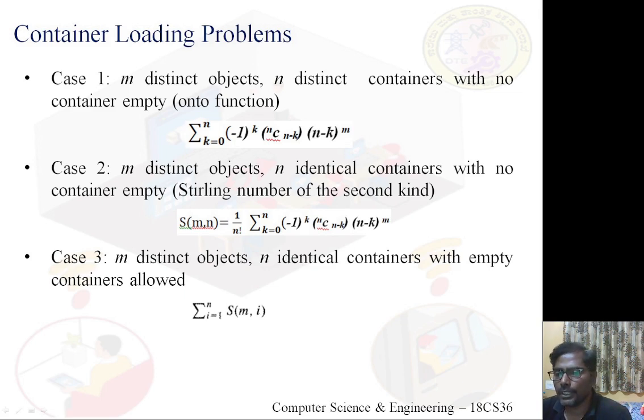So the first choice is that I'm going to place all m distinct objects into a single container. How many ways exist, I need to determine. The second case is that I'm going to fill all m distinct objects into two containers. I need to determine how many ways exist. Similarly, at the last, I'm going to fill all m distinct objects into all n containers. How many ways exist, we need to determine. So the sum of all these ways is nothing but the final solution.